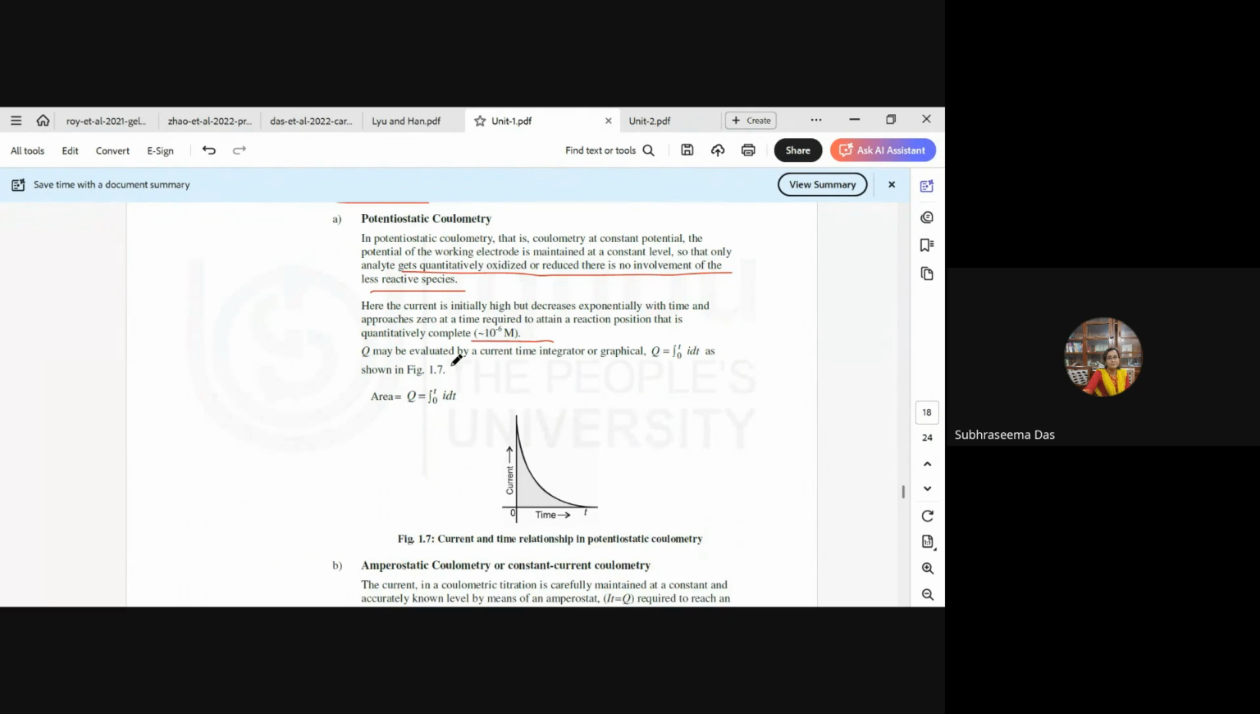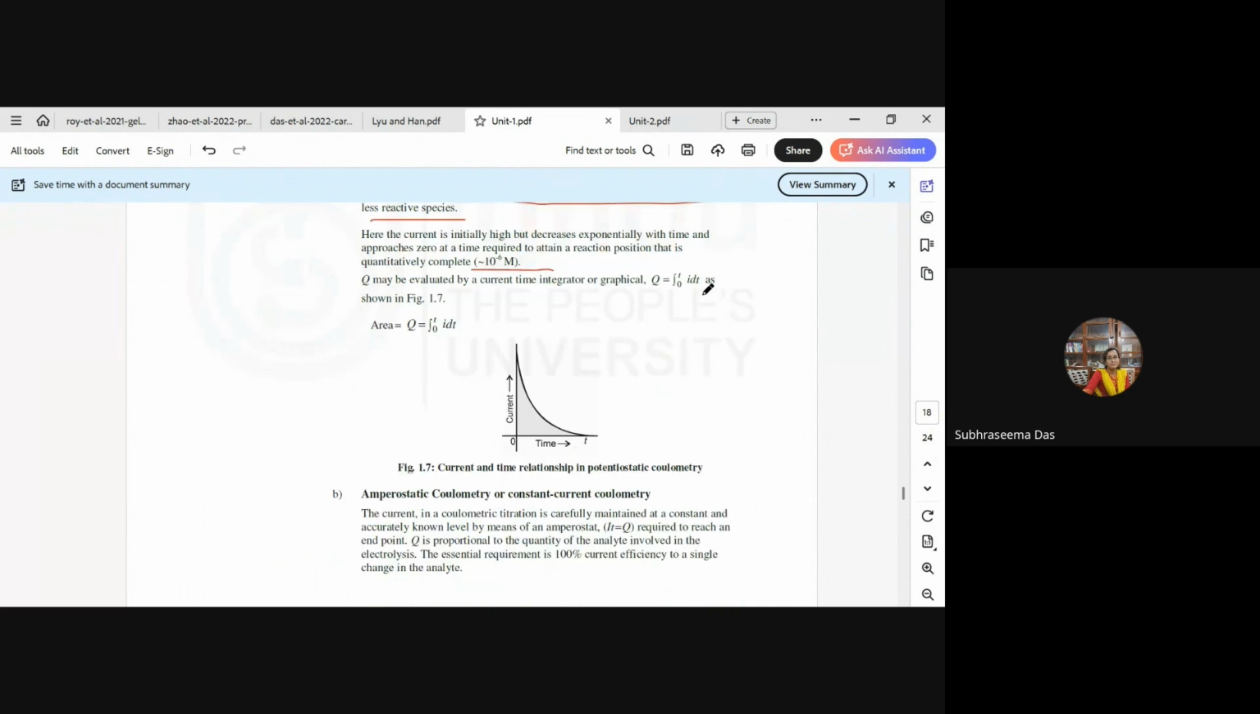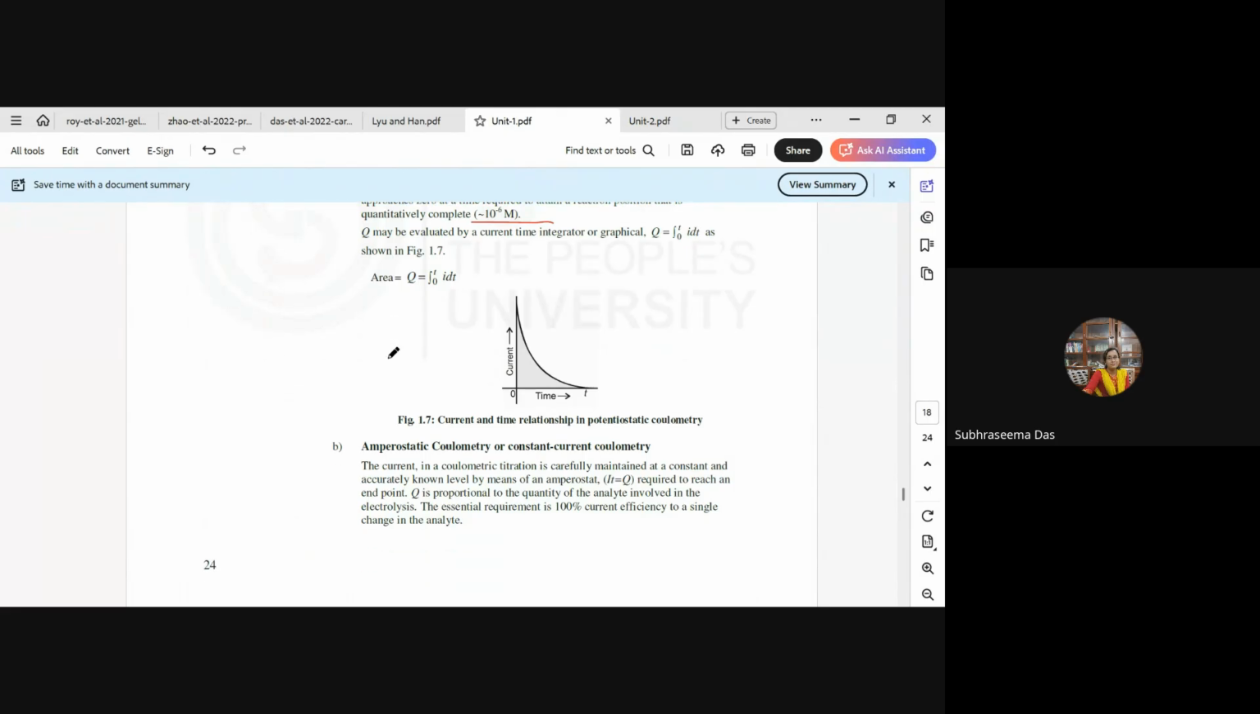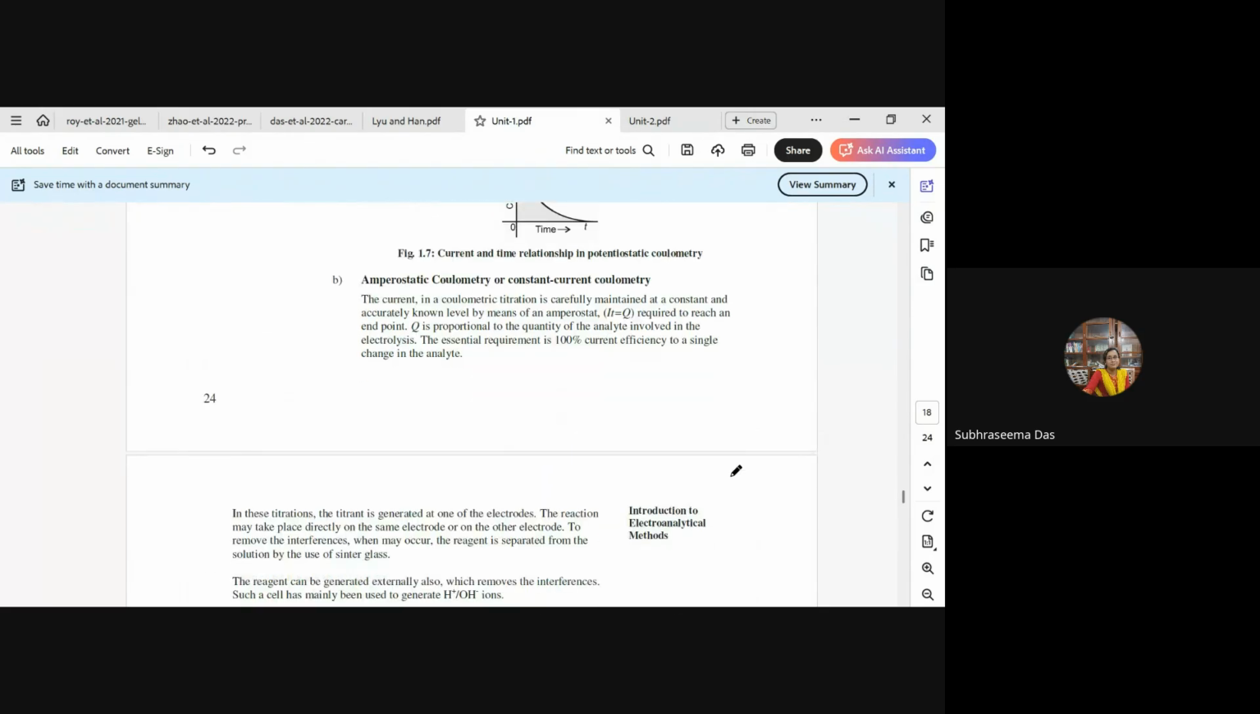The calculation of Q is shown in figure 1.7. This is the current versus time plot, and Q is equal to the integral from 0 to t of I dt. Then coming to amperostatic coulometry, here the current is constant. The current in a coulometric titration is carefully maintained at a constant and accurately known level by means of an amperostat. The essential requirement is 100% current efficiency. It has to be there.